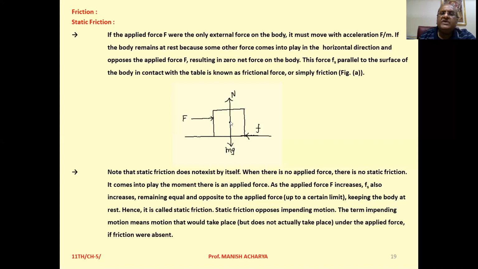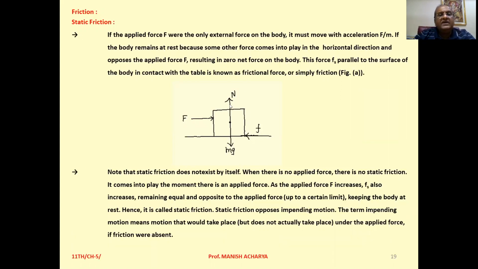In other words, the block exerts a force equal to mg on the surface in the downward direction. Then as per Newton's third law of motion, the surface will exert a force on the block in the upward direction, and that is called the normal reaction. And when there is vertical equilibrium, in the vertical direction there is no acceleration, so both these forces will be equal. Meaning N and mg will be equal.